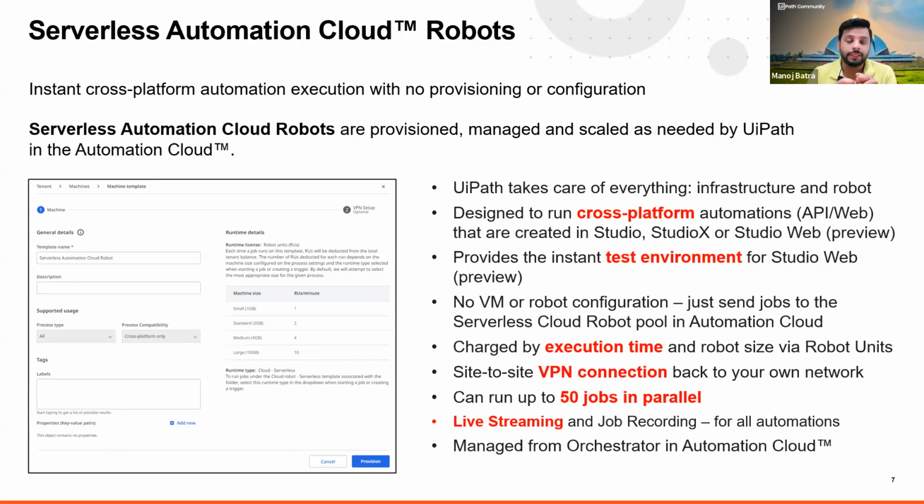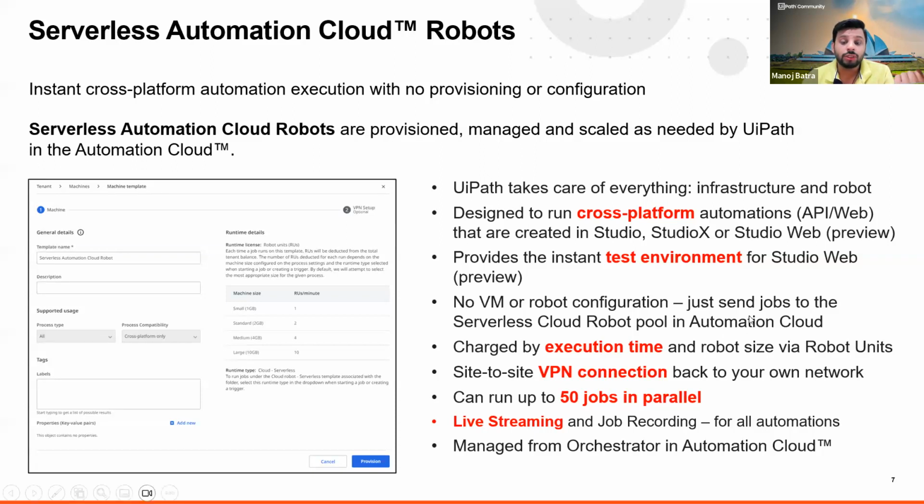I'll talk in the later part of this demo about the currency for these automation cloud robots. So the currency will be deducted. Along with that, as I mentioned earlier, with site-to-site VPN connection, you can connect your own network, and you can run a maximum of 50 jobs in parallel. And similar to your cloud VM, live streaming and job recording for all automation is also there. And it can be easily managed with the help of your orchestrator. So this is serverless automation for you.